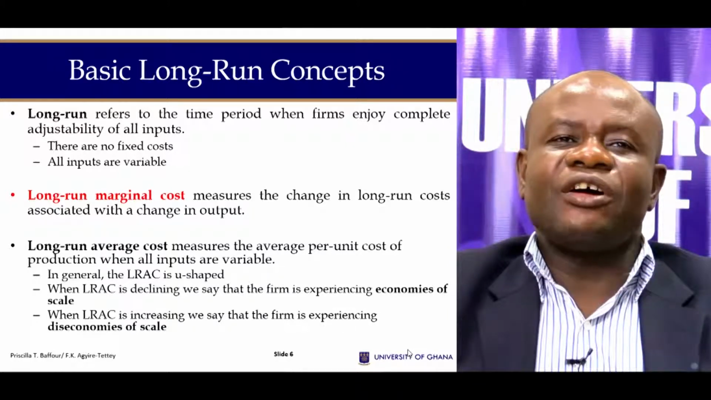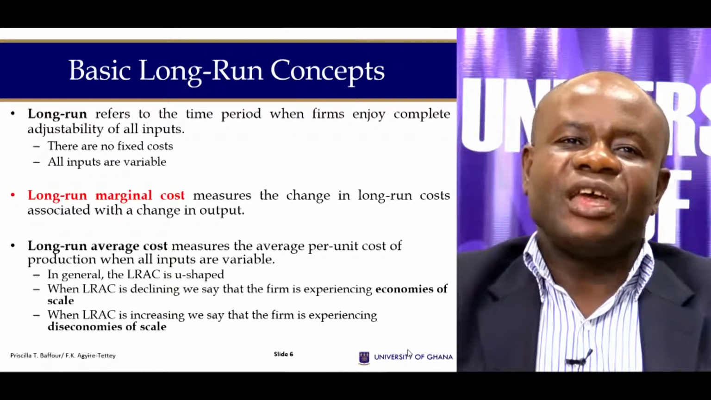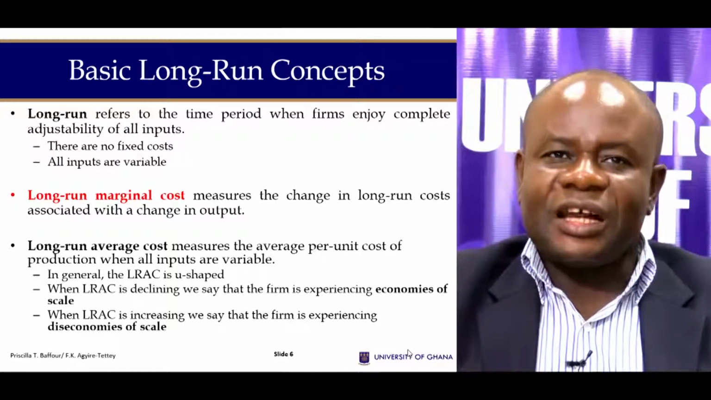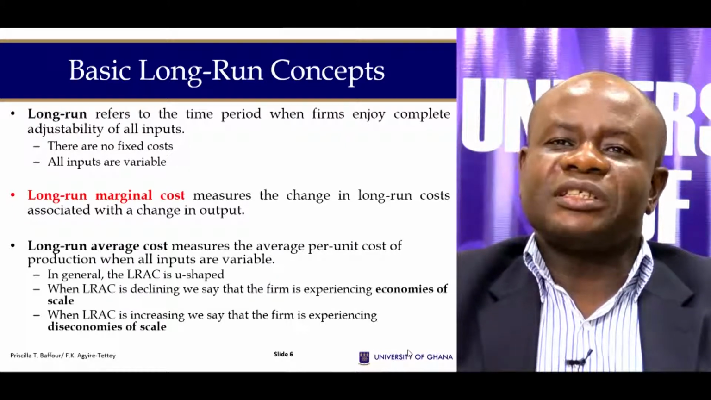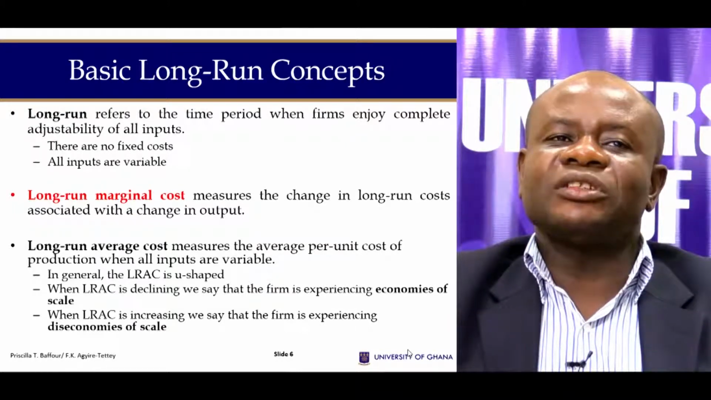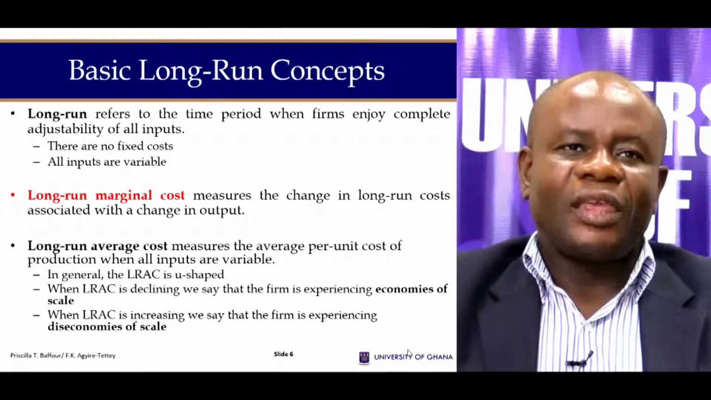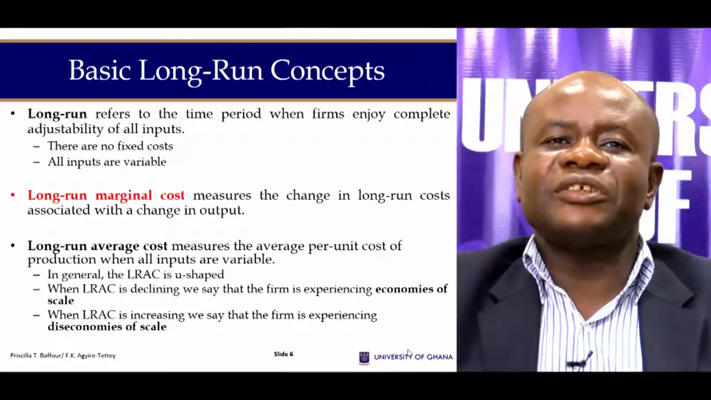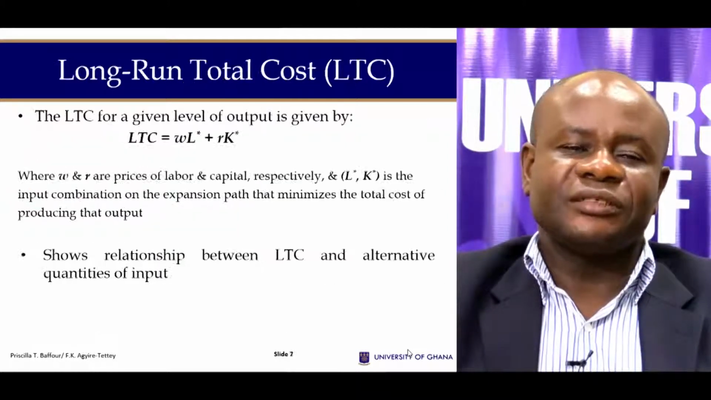In general, the long-run average cost curve, just as the short-run average cost curve, is U-shaped. It declines, reaches a minimum point, and rises. As it falls, it experiences economies of scale. When the long-run average cost curve is increasing, it experiences diseconomies of scale.